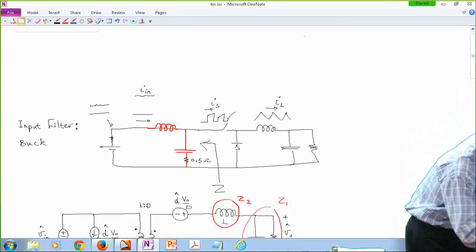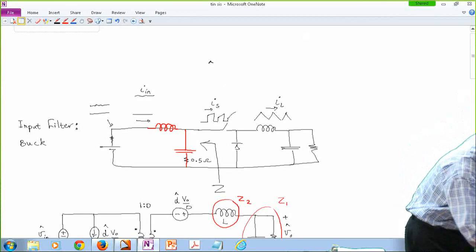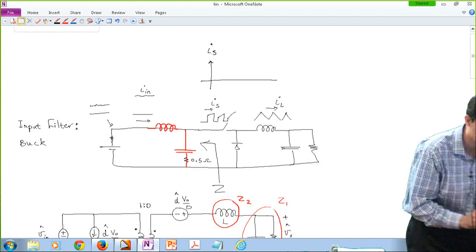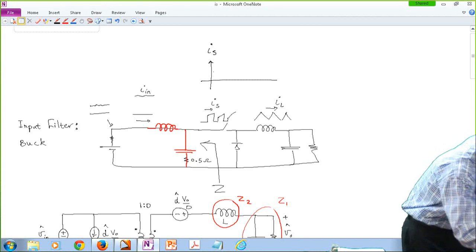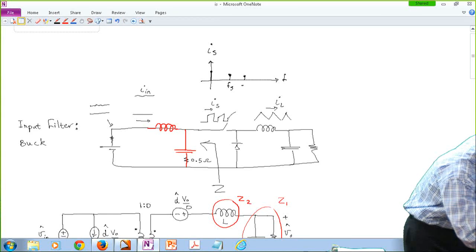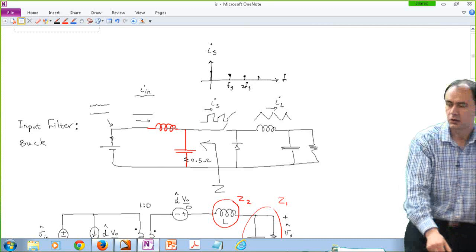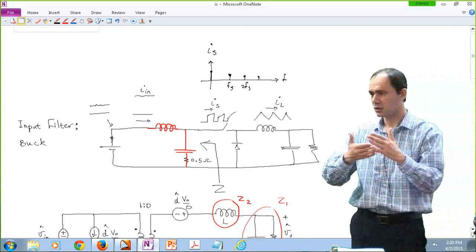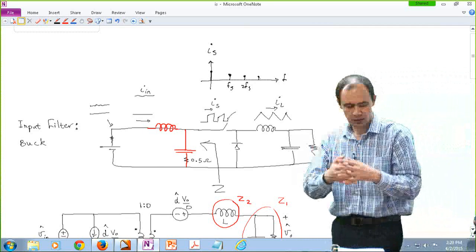So for instance, if you look at the harmonic content of the input of the switch current, you have a DC harmonic, all right? Then you have something at the switching frequency. Then you have something at twice the switching frequency, and so on and so forth, right? But you can do a Fourier analysis to see all the harmonic content of your input currents.